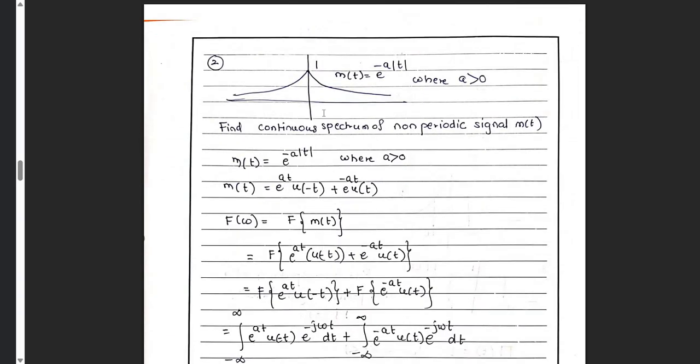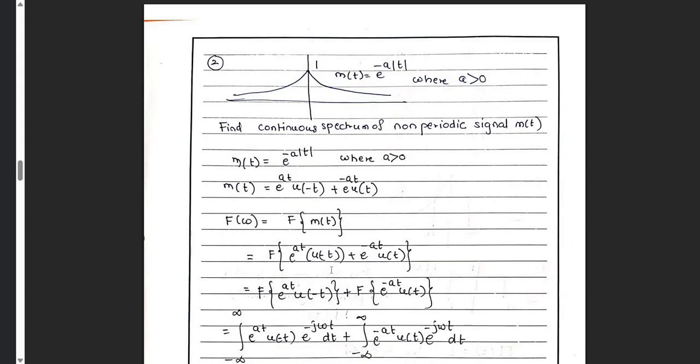Now one more example where we have a two-sided signal, that is e raised to minus a modulus of t, where a is always a positive value. A is greater than 0. Now how will we define m of t? For this portion it is a rising function with u of minus t, so we will write e raised to at into u of minus t, and for this portion e raised to minus at into u of t.